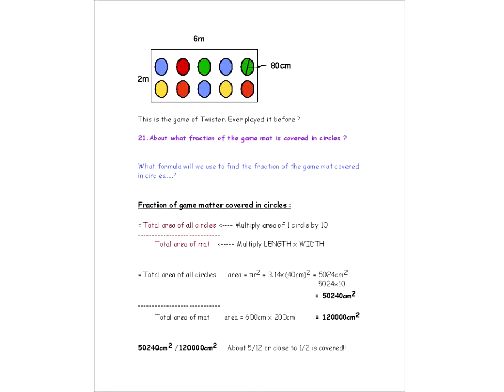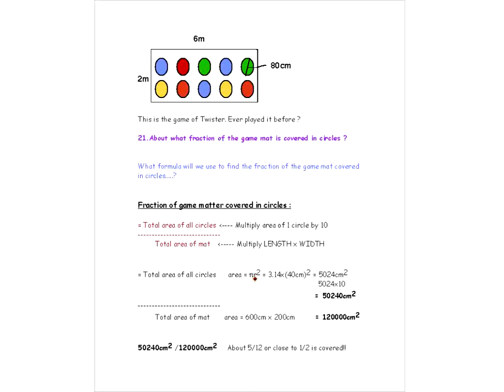Well, the fraction covered in circles is going to be the total area of all the circles divided by the total area of the mat. That's going to be the fraction covered in circles. How do you find the total area of all the circles? If you find the area of one circle, since there's 10 of them, you multiply that area times 10. How do you find the area of the mat? Easy. Multiply length times width, right?